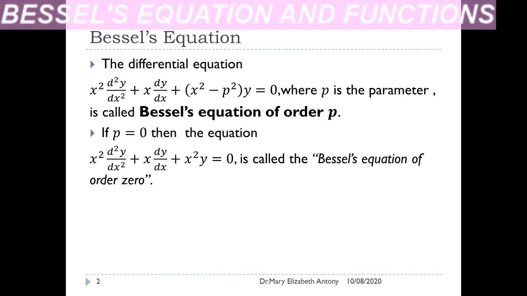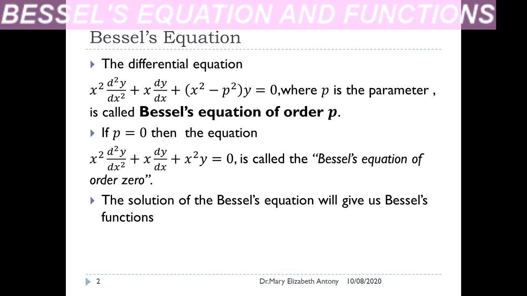For p equal to 0, the equation x² d²y/dx² + x dy/dx + x²y = 0 is called Bessel's equation of order 0. The solution of Bessel's equation will give us Bessel's function.